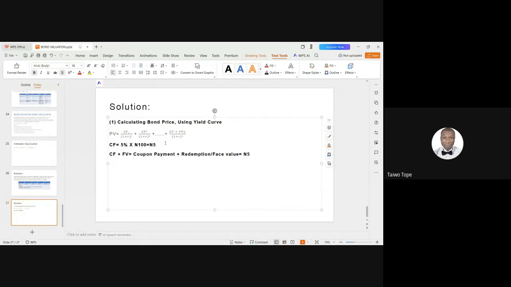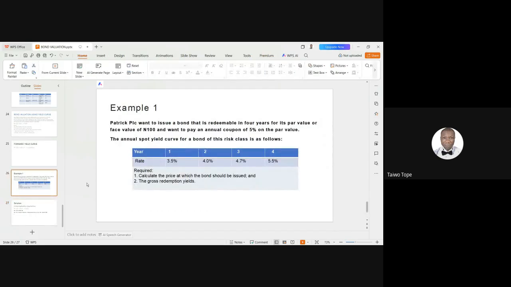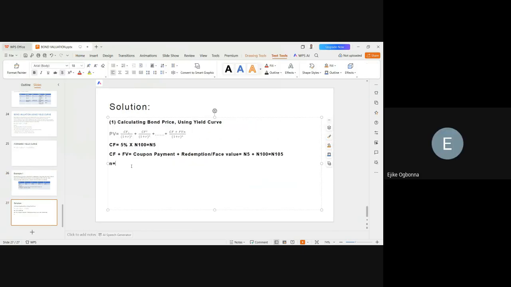In relation to this question, your coupon is 5 naira. Your face value is 100 naira. So the total at that point will be 105. What will be your N? Your N is 4, that is 4 years.